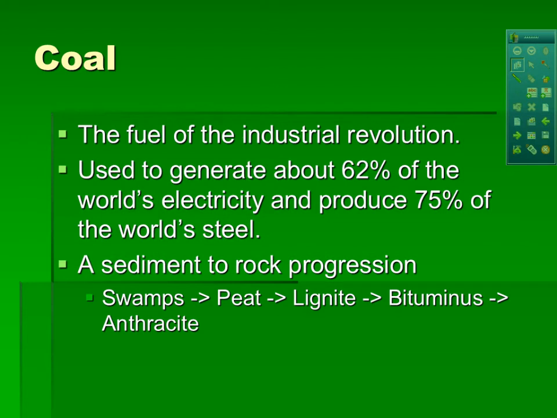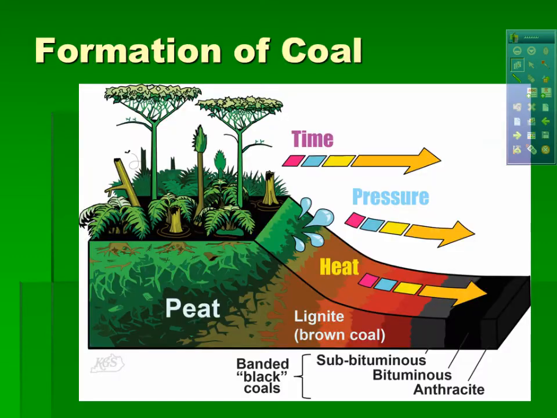Okay, so coal. This is the Industrial Revolution fuel. This is what became incredibly popular 150 years ago. It was used to generate 62% of the electricity in the entire world. We made 75% of the steel with it. So it's a sediment. Coal used to be alive, right? So you started with plant and animal matter, which turned into peat, which turned into lignite, which turned into bituminous, and then anthracite. So I have samples of all that, and I will pass that around in class. You guys can see the different types of coal, and each different type has a different efficiency and a different amount of energy within it if you were to burn it.